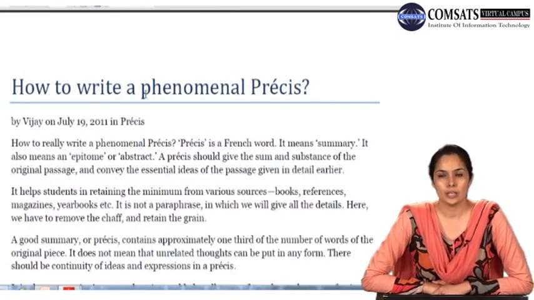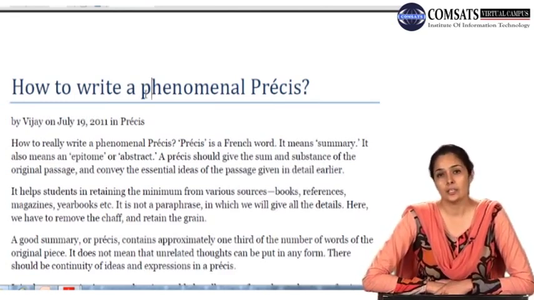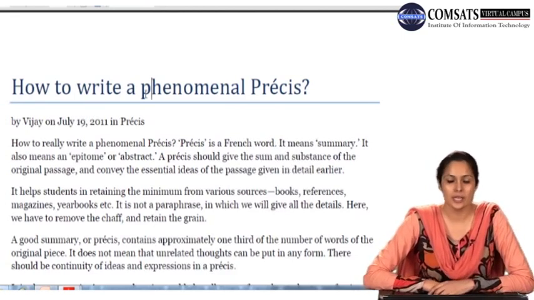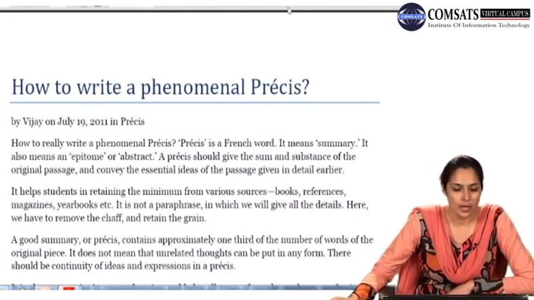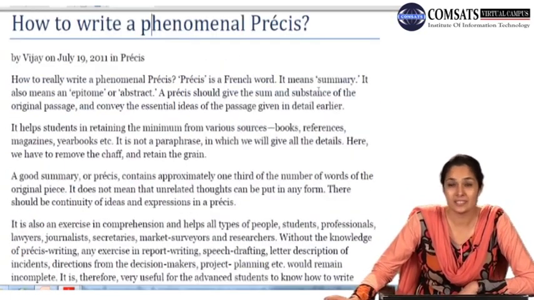Here we are with a handout that includes some basic tips on writing a phenomenal Prezi, and some very good examples of some sentences that are supposed to be summarized, and paragraphs as well. So let's begin. How to really write a phenomenal Prezi. Prezi is a French word. It means summary. It also means an epitome or abstract.